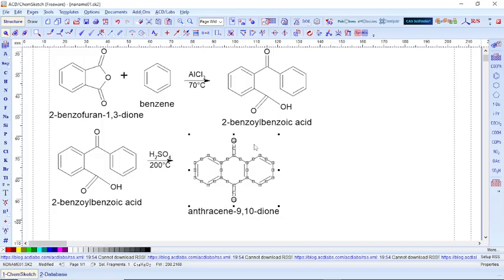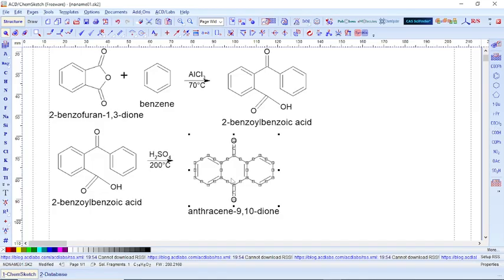You then begin to ask yourself, what amount of the reactants am I going to use? Since my target is to synthesize up to 10 gram of anthracene-9,10-dione, what amount of phthalic anhydride am I going to use? And what amount of benzene am I also going to use to proceed the reaction, so that at the end I will achieve up to 10 gram of anthracene-9,10-dione.